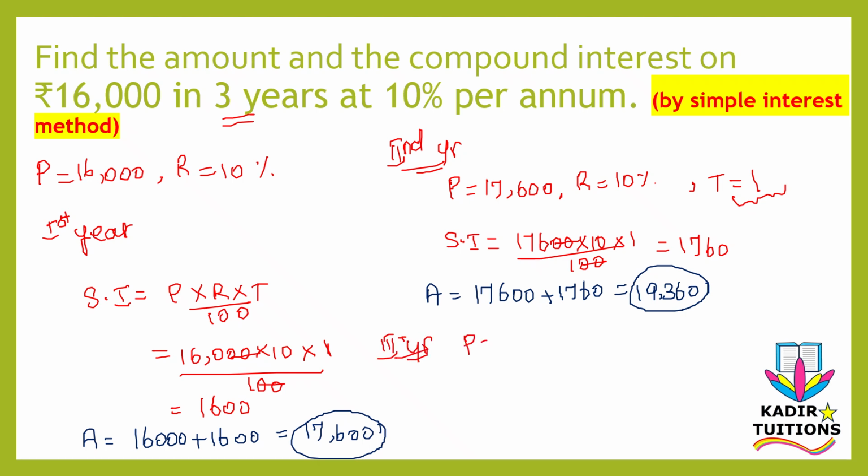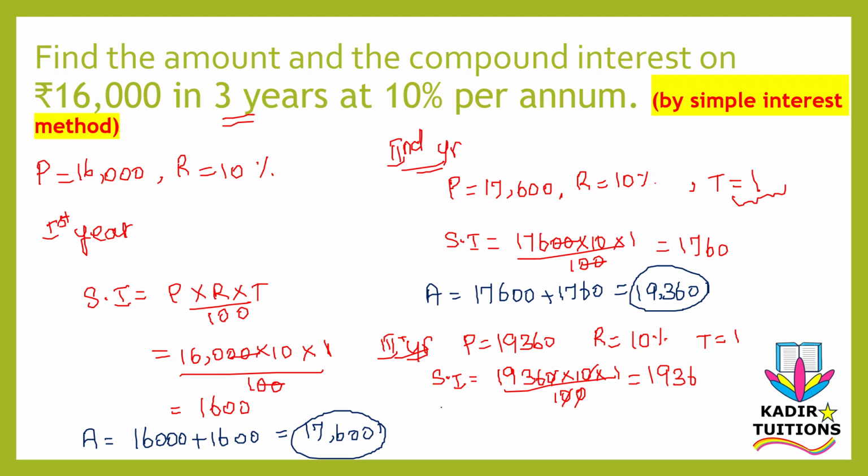So third year, the principal is 19,360, and the rate of interest is the same as usual, 10%, and the time period is also 1 year. So we can calculate simple interest equal to 19,360 into 10 into 1 divided by 100. So these two zeros will get cancelled. We will get the simple interest as 1,936.